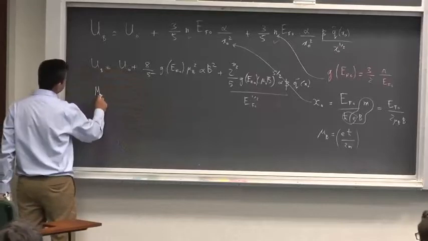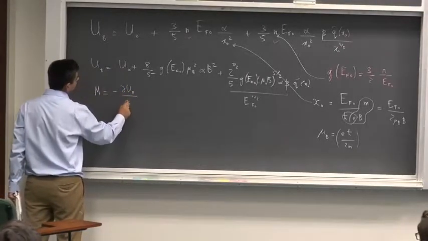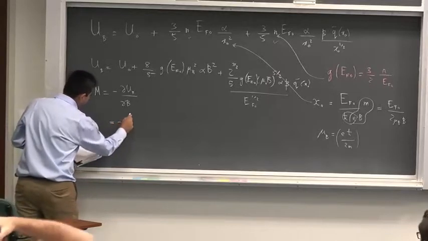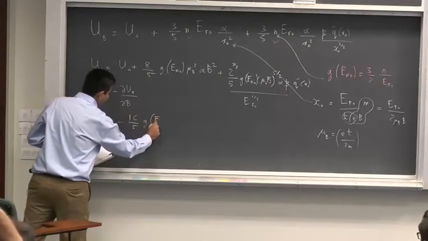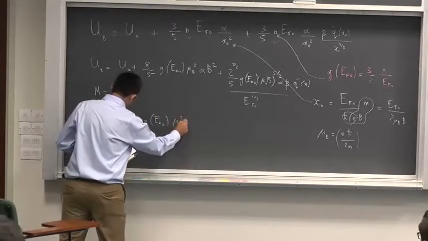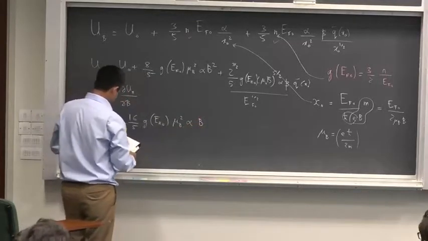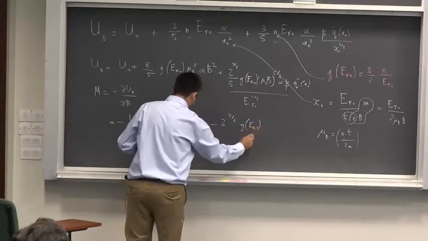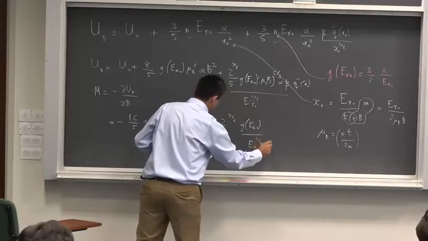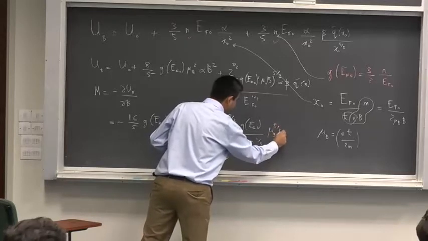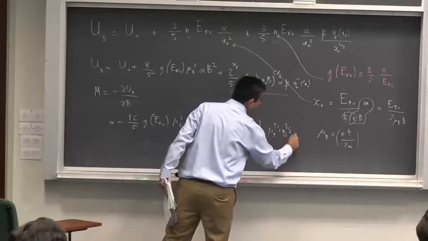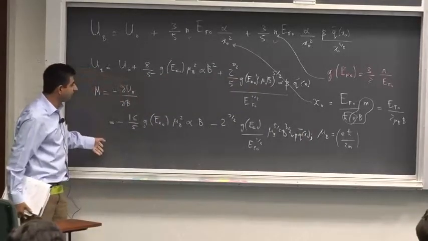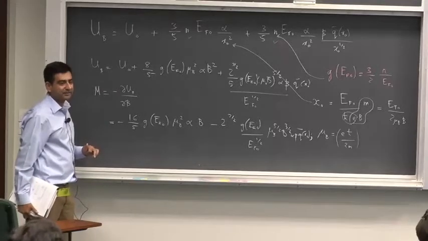Now I could find the magnetization directly from minus 1 over the volume, partial U by partial B. I can differentiate this expression and the magnetization turns out to be minus 16 over 5 g EF0 mu b squared alpha B minus 2 raised to power 7 by 2 g EF naught to the power 1/2 mu b to the 5 by 2 B to the 3 by 2 alpha beta q bar x naught. This is my magnetization, and if I differentiate this with respect to H, once again I will get the susceptibility.